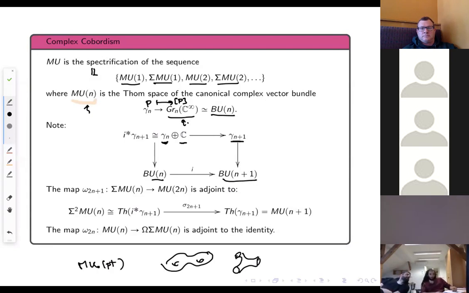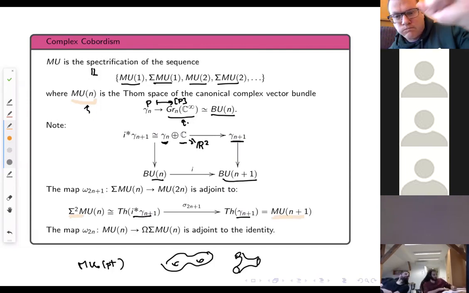Now, C as a topological space is just R2. And so the map between this bundle and this bundle gives a map on Thom spaces. But the Thom space of a bundle plus a trivial bundle is just the suspension by the real dimension of that trivial bundle. So we get a map from sigma 2 MUN to MUN plus 1.